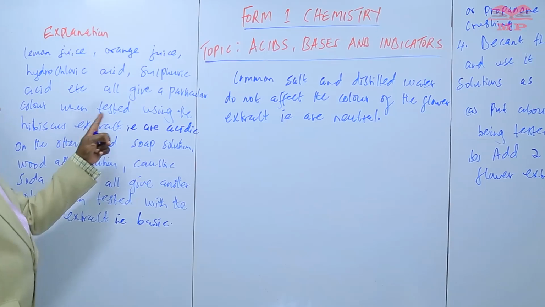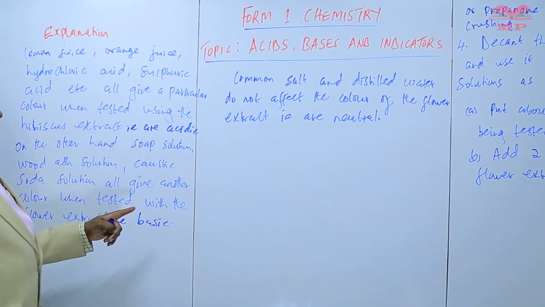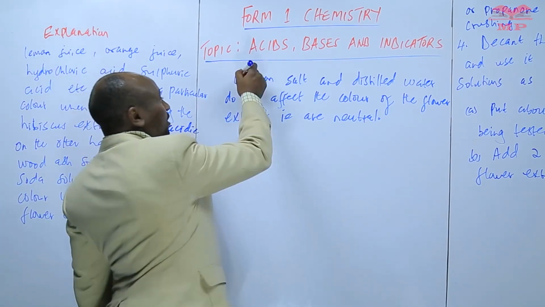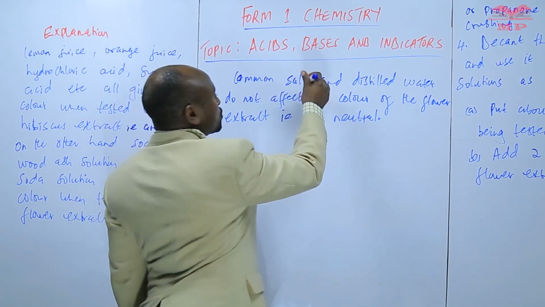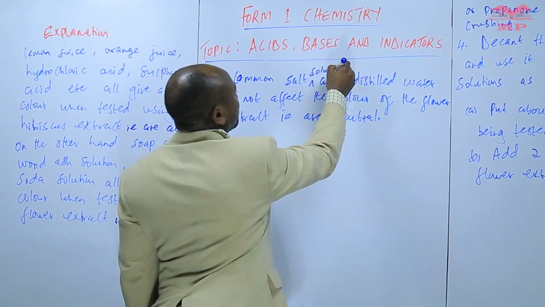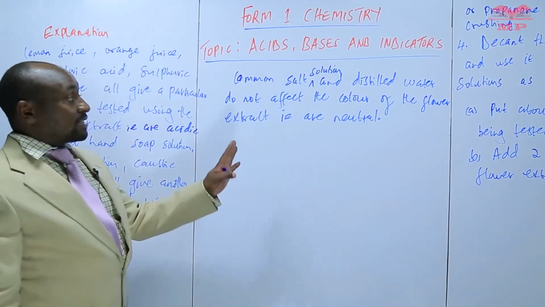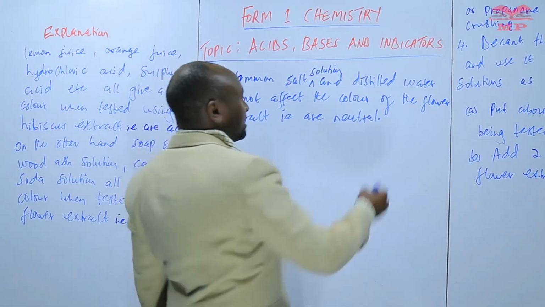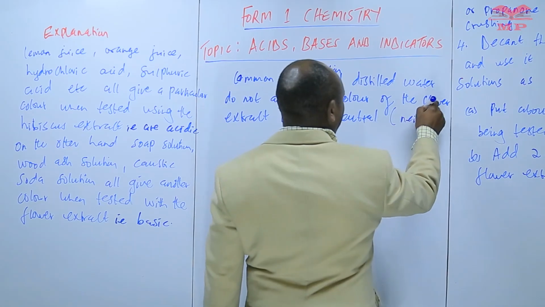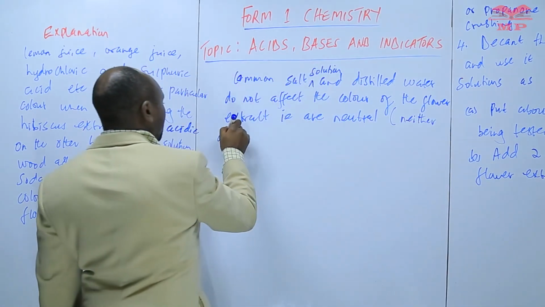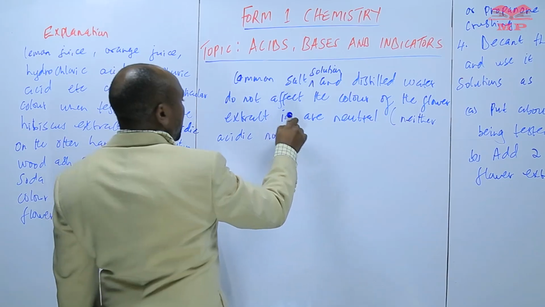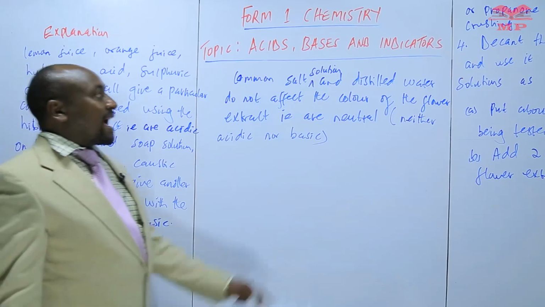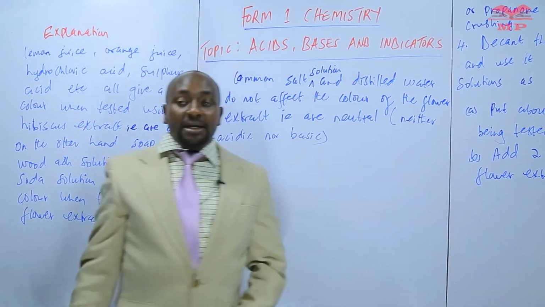So the ones that are acidic were giving us a certain color. The ones that are basic are giving us a different color. But there are two solutions, common salt solution and distilled water, that do not affect the color of the flower extract, and we are saying that they are neutral. Neutral means that they are neither acidic nor basic. So common salt solution and distilled water are neither acidic nor basic.